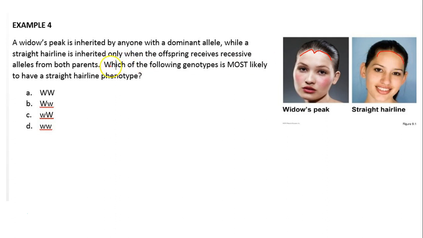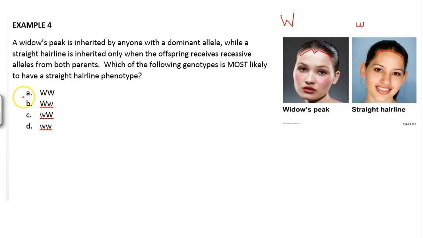So what they are saying is that a widow's peak is inherited by anyone with a dominant allele. So the widow's peak allele is the dominant one, capital W, whilst the straight hairline is going to be the recessive one, small w. So capital W for widow's peak, small w for straight hairline. And what they said is anyone with this allele is going to inherit the widow's peak trait. So let's take a look at our options.